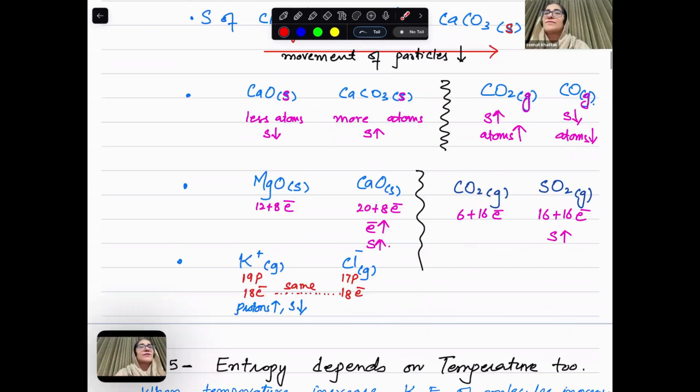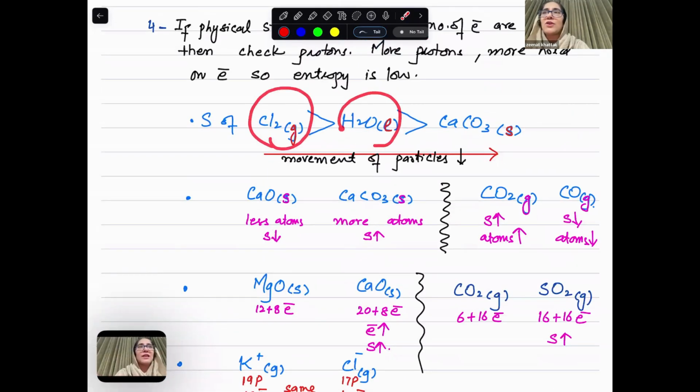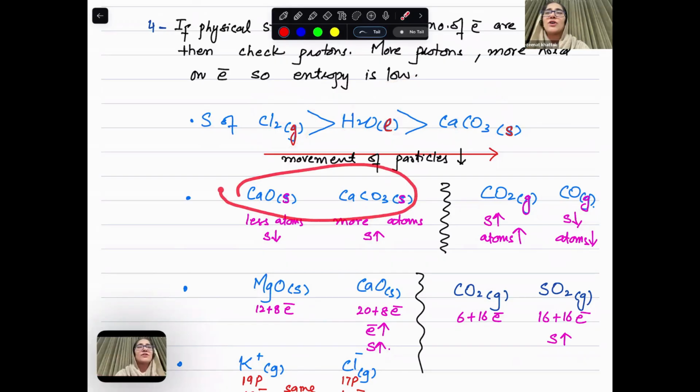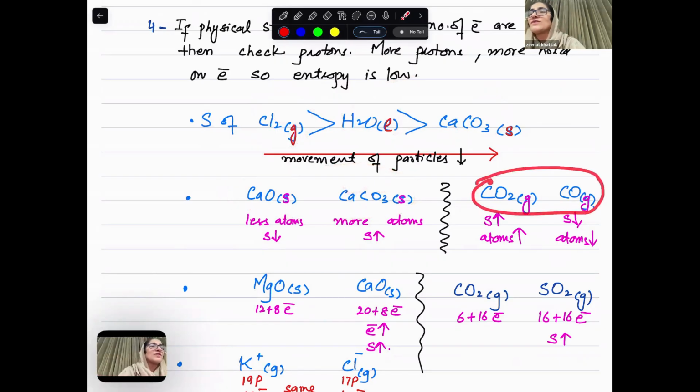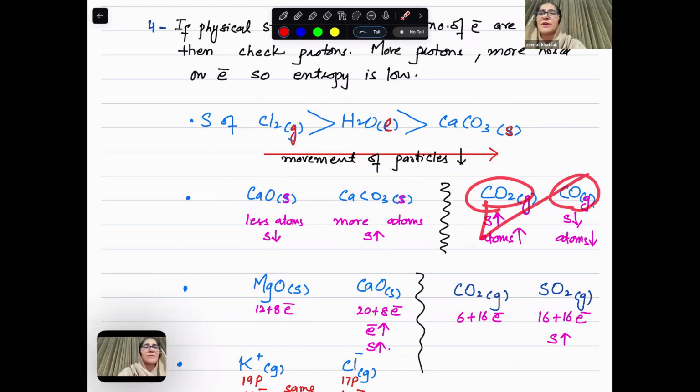In this case, gas, liquid and solid. So gas has more. Second, if both are solid, then count the atoms. Both are gases. See? 3 atoms and 2 atoms, more entropy.